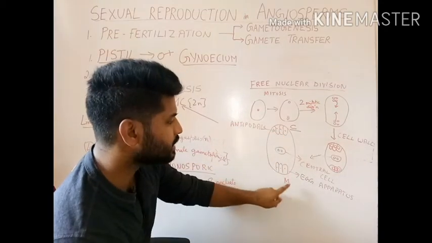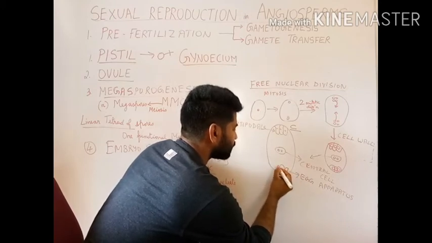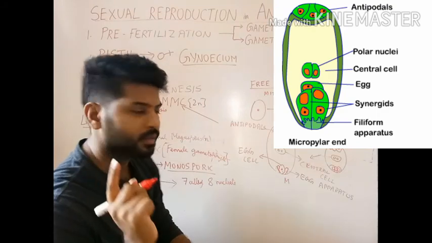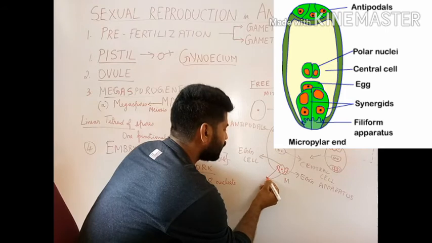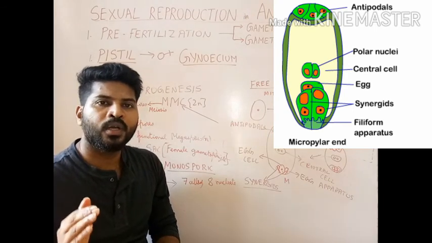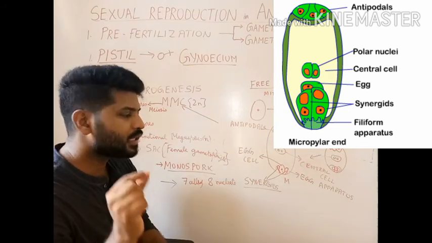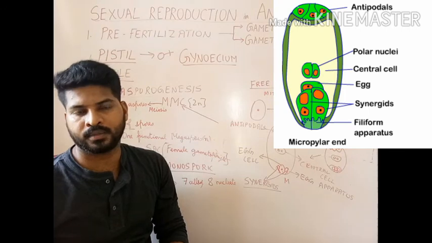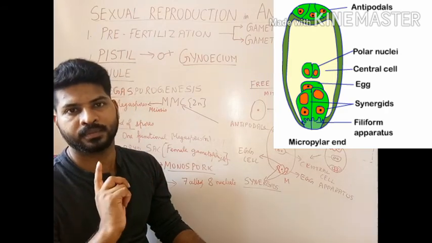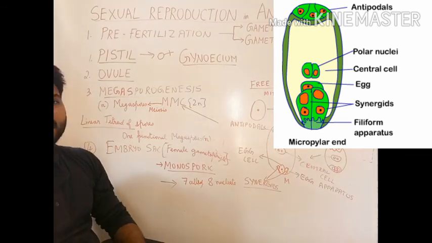In the egg apparatus, the 3 cells near the micropylar end, the center cell is usually large, and this is our egg cell. That is the female gamete. The 2 neighboring cells are called synergids. The function of the synergid is to help the pollen tube enter into the embryo sac. The synergids have specialized thickenings called filiform apparatus. This will help the entry of the pollen tube from the micropyle into one of the synergids, and that is the structure and discussion about the female gynoecium.